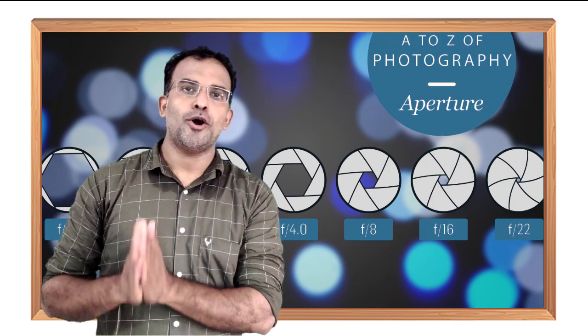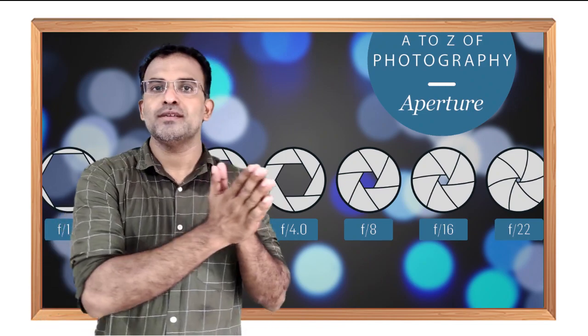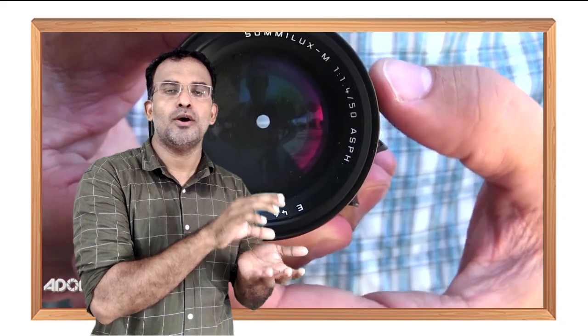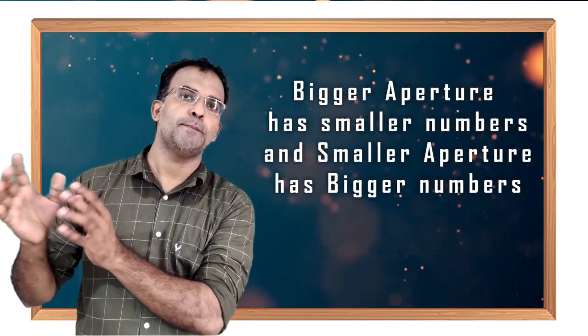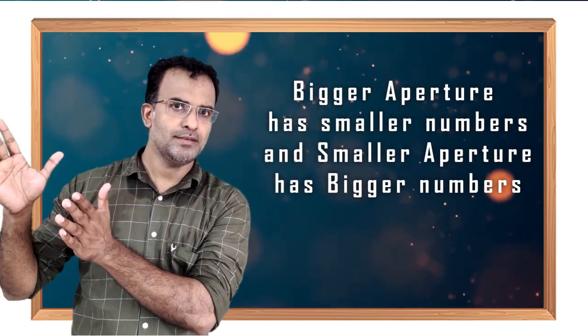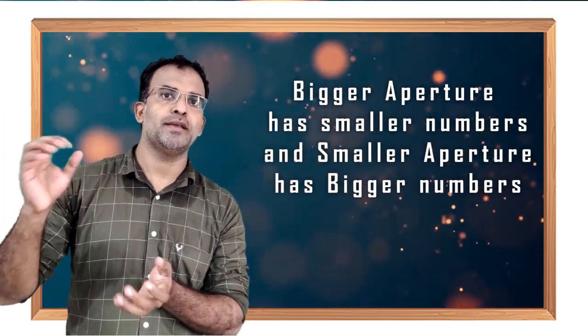Aperture is the hole or opening in a lens's diaphragm through which light passes towards the image sensor. When this hole, when this aperture is big, more light will pass through the lens, and when this hole or aperture is small, only less light will pass towards the image sensor. Normally, aperture is written f followed by a number like f1.4, f2.8, f4, f8, like that. So bigger aperture has smaller numbers and smaller aperture has bigger numbers. That means bigger the opening, smaller the number. Smaller the opening, bigger the number.